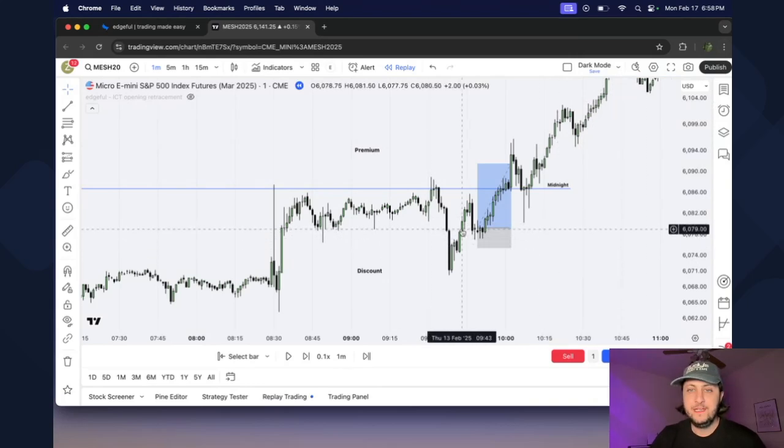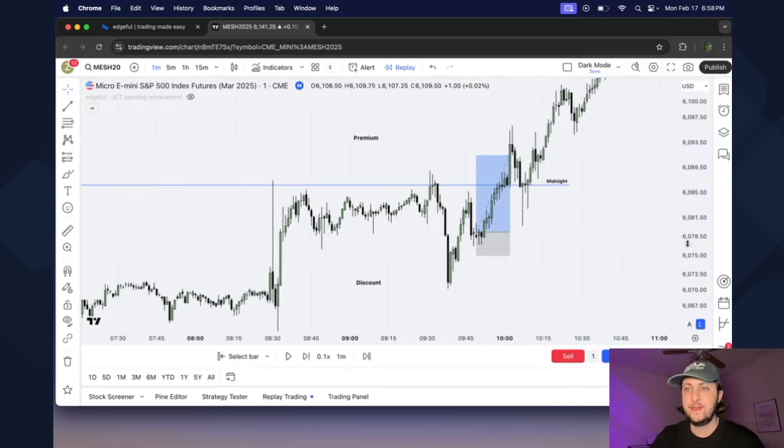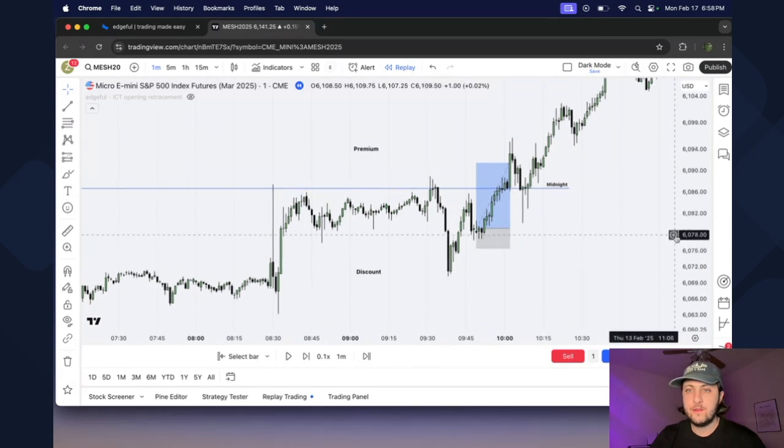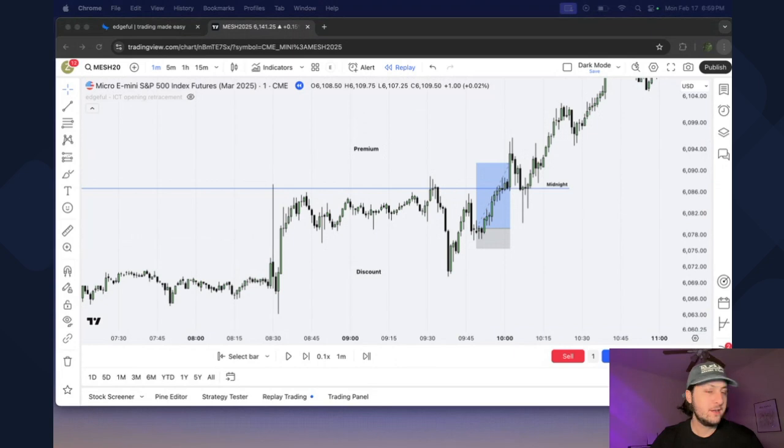I want to go over this ES long that I took last Thursday. I wanted to go over this one in particular because I think this trade really showcases how I use Edgeful statistics in my daily trading to determine a bias coming into the morning.